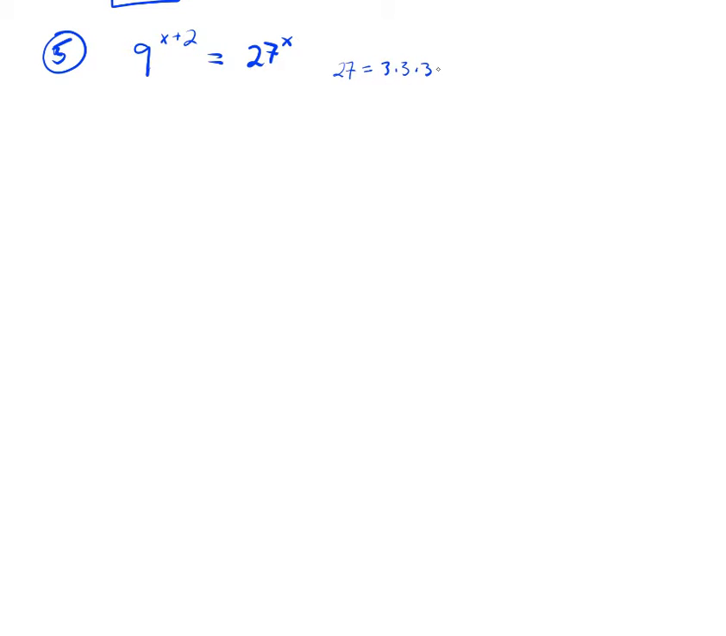So let's go to bases of 3. So that would be 3 to the third power for 27. Bring down my power of x, bring down my equals, and 9 would be 3 to the second power. And then that would be to the x plus 2.